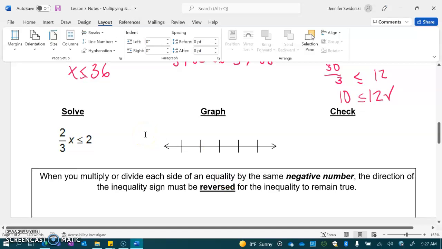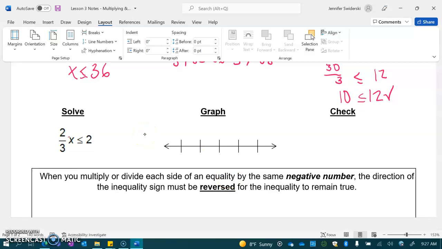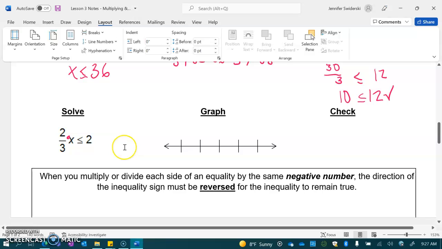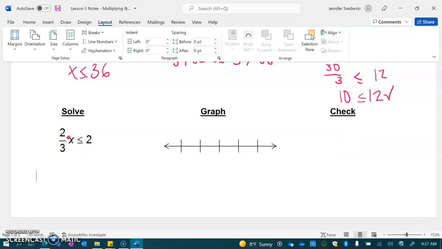For this next one, technically it says 2/3 times x. There's an invisible multiplication sign there. Is less than or equal to 2. This is one of those tricky ones we talked about before break. What I'm going to do is divide both sides by 2/3 on a calculator. And when you divide a number by 2/3 or by a fraction, technically you're multiplying by the reciprocal.